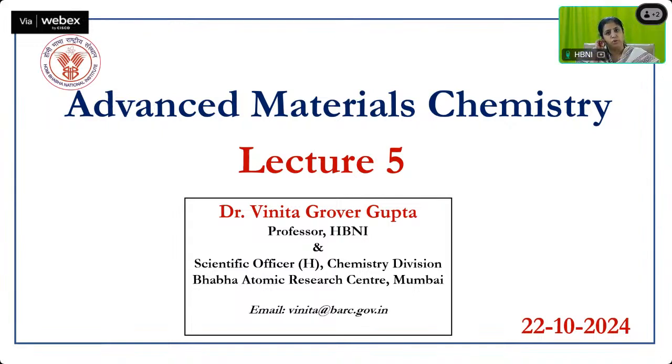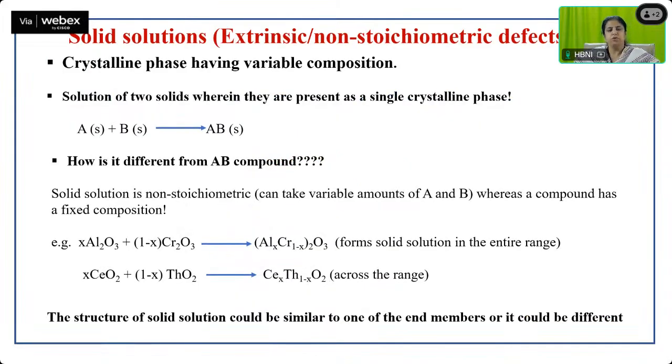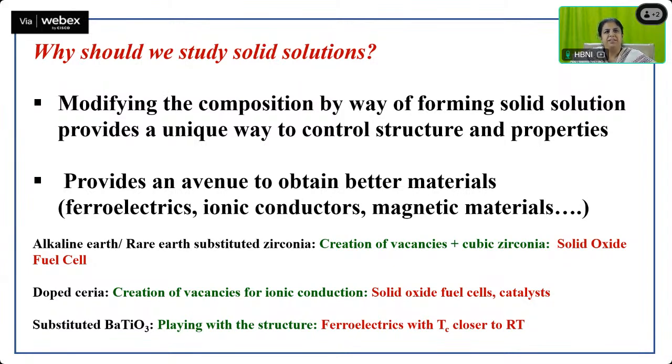Okay. So now this is a rather easier part of the coursework, and one of the most interesting things also, to understand solid solutions. Why, first of all, do we need to study solid solutions? I was giving you the example of barium titanate and how the TC, the transition from ferroelectric to paraelectric, can be controlled by substituting strontium in place of barium. So that is nothing but forming a solid solution of barium and strontium.